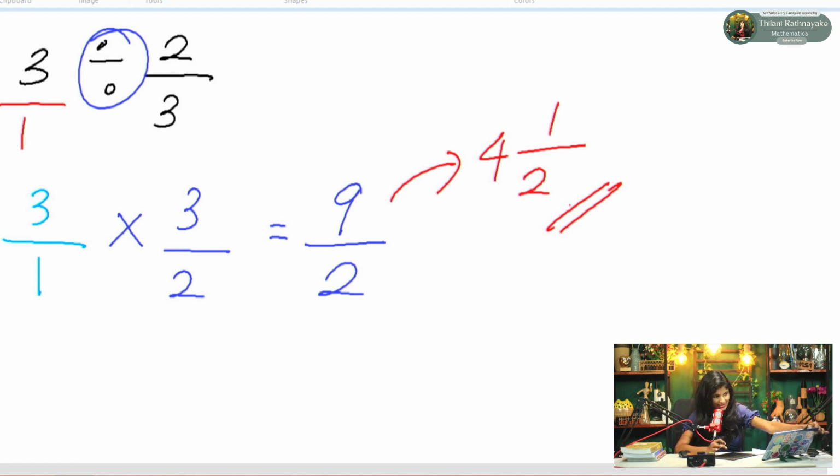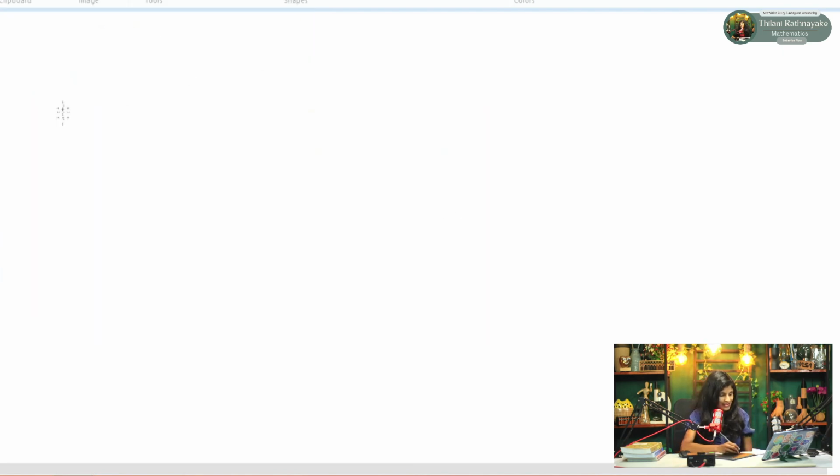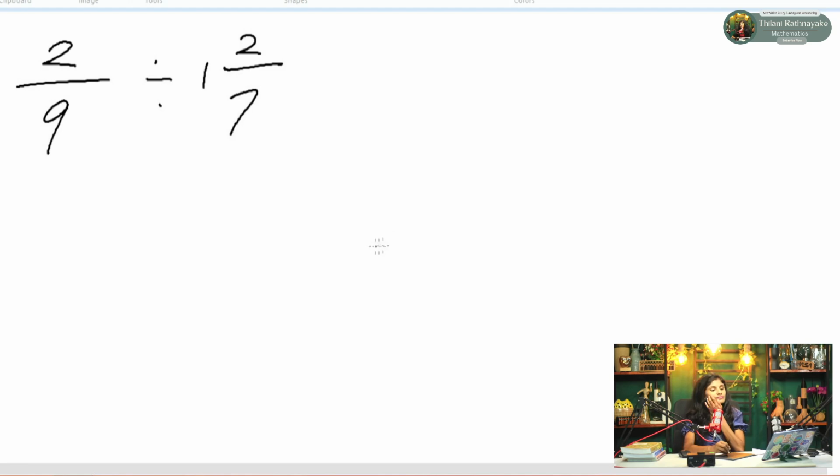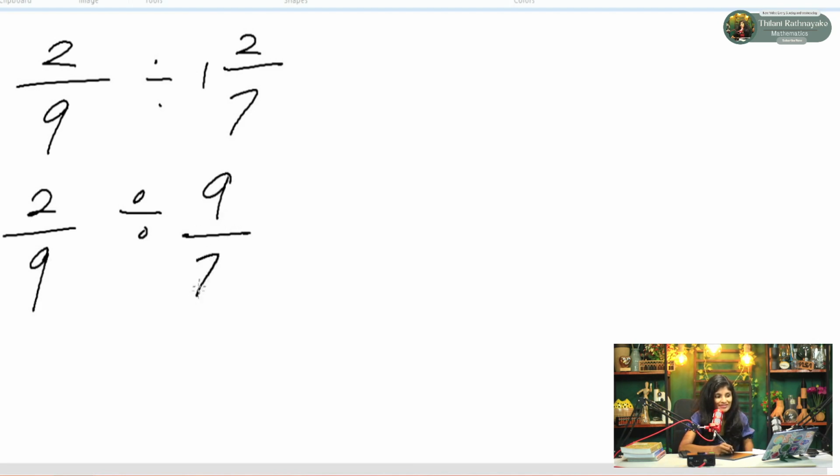So our third question is 2 over 9 divided by 1 and 2 over 7. Let's check. I write 2 over 9 here, and I will put the division mark, because I have to convert this mixed number into an improper fraction. 7 times 1 is 7. 7 plus 2 is 9. 9 over 7.